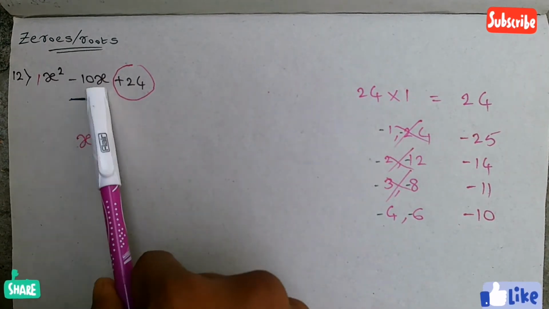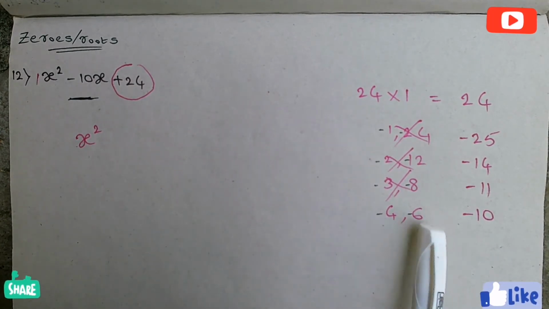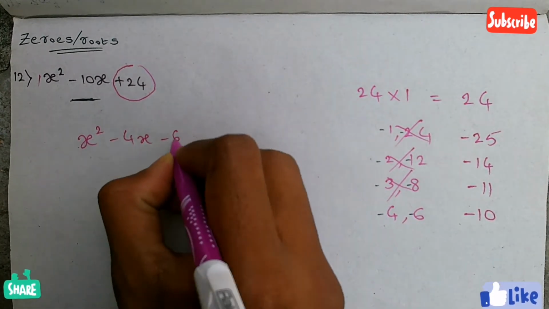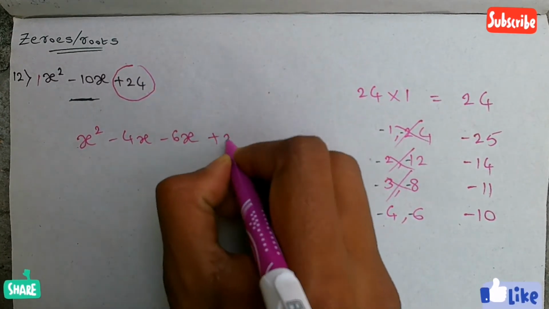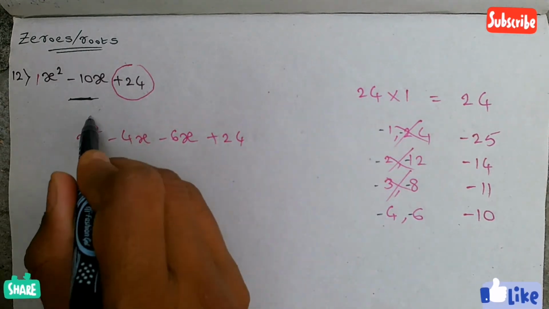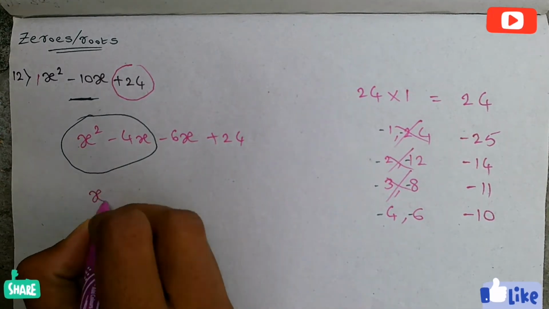So in the place of minus 10x we need to write these two terms, minus 4x minus 6x. Third term plus 24 as usual again. So now check clearly, from the first term as well as second term we can take anything common. Yes, obviously we can take x common. So I will take x common now.